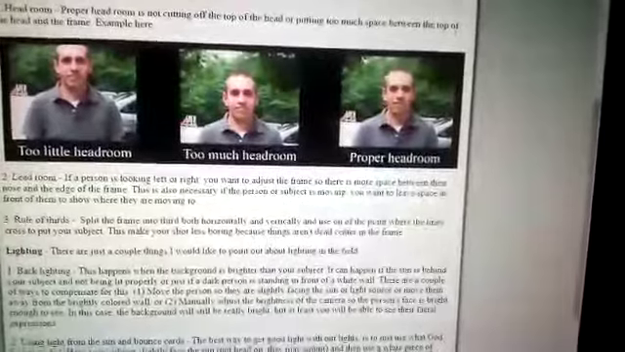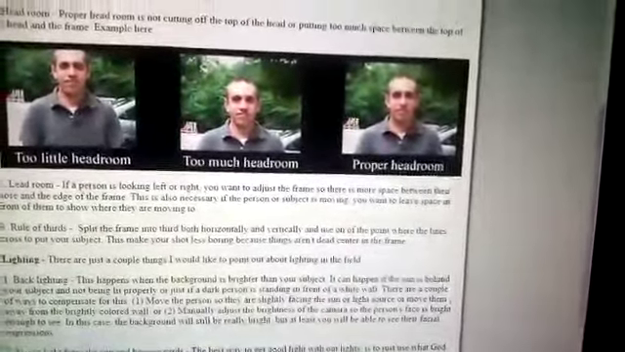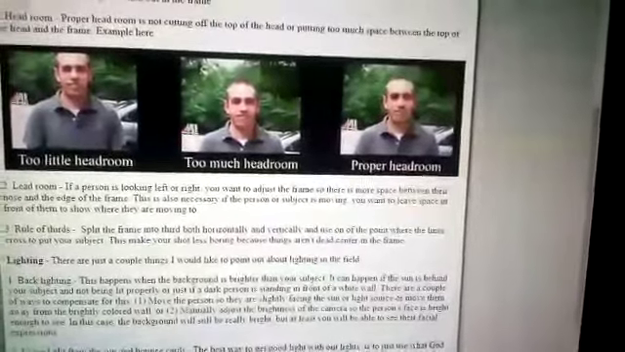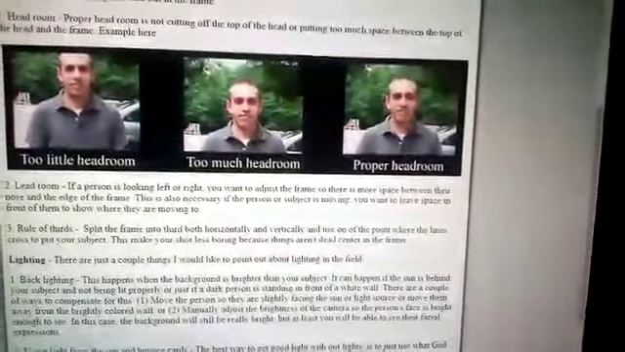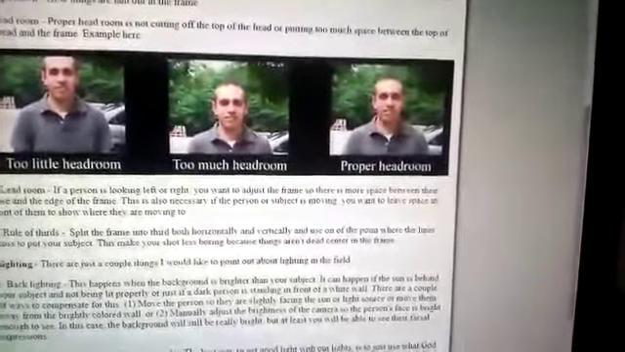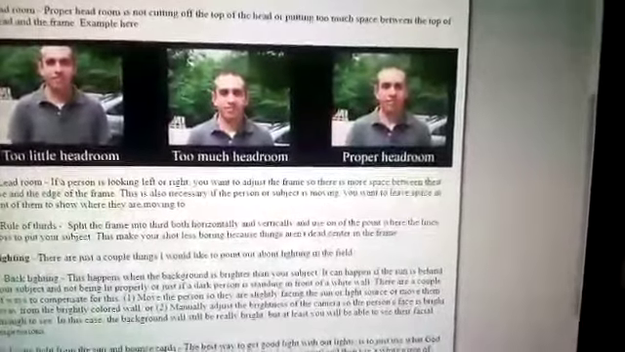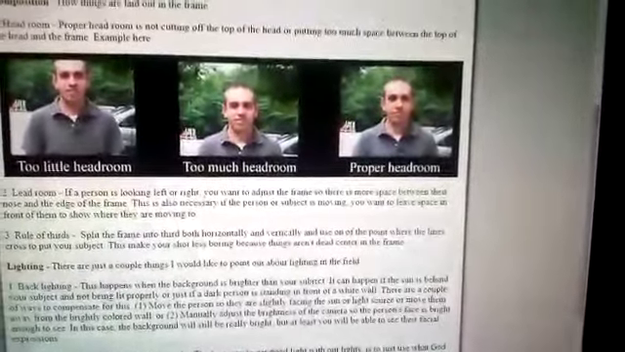For better understanding, we are showing you another photo. There are 3 photos over here. The first picture tells you that there is very little headroom. The second picture tells you there is too much headroom, and the third picture is the perfect one, and this is the way to click a picture.